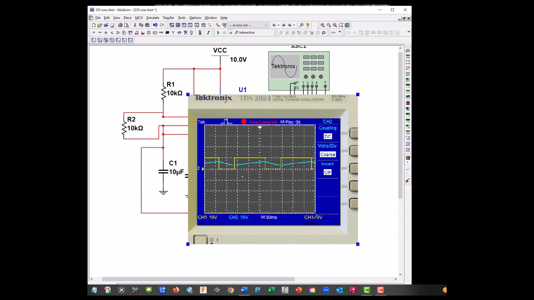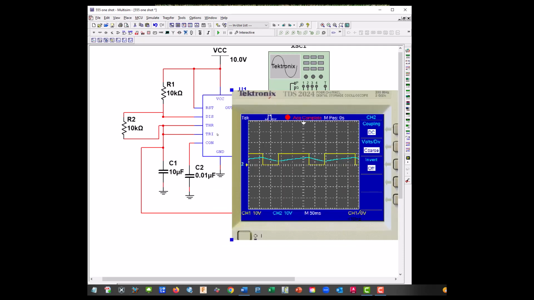And if we look closely, this goes from 1/3 VCC to 2/3 VCC. That is based on the insides of the 555 timer. So our capacitor is charging, discharging, and it's triggering the output signal.